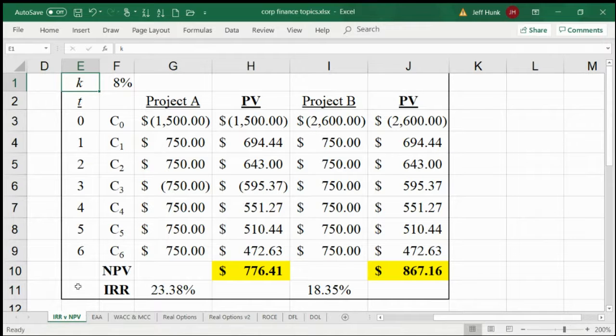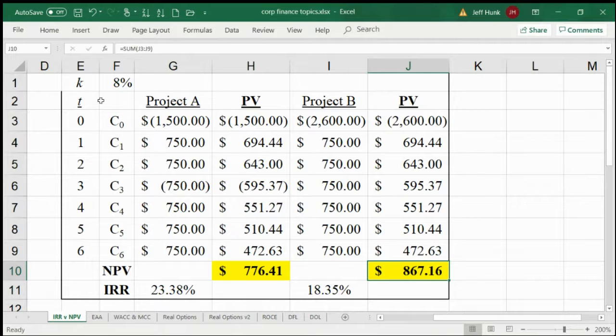Okay. All right. So then, what's our conclusion? You get two conflicting results, but when IRR and NPV are in conflict, you go by net present value, and the longer-lived project is your choice. Okay.